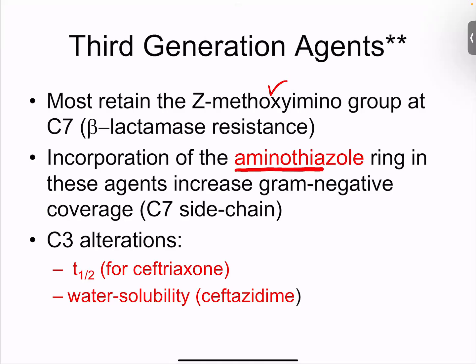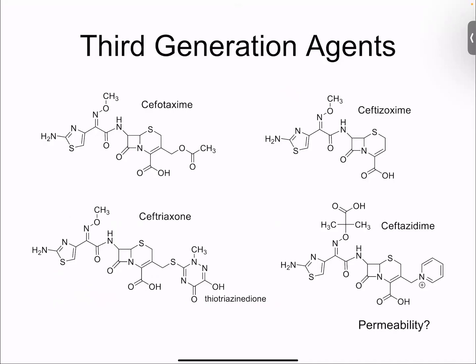One other addition that you'll note in the third generation series then is the incorporation of an aminothiazole ring on the side chain. That aminothiazole ring is suggested to enhance gram-negative coverage. Let's survey a couple of these agents that you already made mention of. Cefotaxime or Claforan, which I don't even think is available in the United States anymore. I think there's been such a shortage of this that it's not even really in the discussion with regard to clinical use.